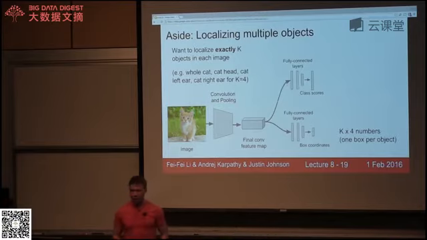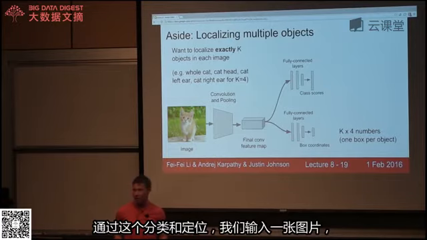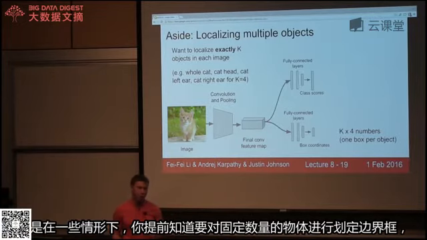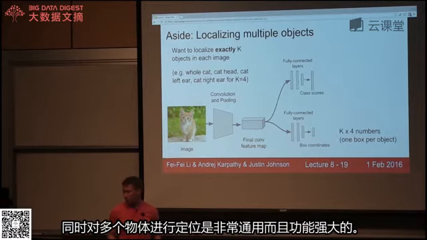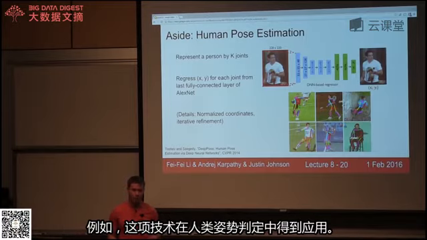As an aside, we can generalize this framework to localizing more than one object. Normally with this classification plus localization task that we set up on ImageNet, we care about producing exactly one object bounding box for the input image. But in some cases, you might know ahead of time that you always want to localize some fixed number of objects. Here, this is really easy to generalize. Now your regression head just outputs a box for each of those objects that you care about. And again, you train the network in the same way.